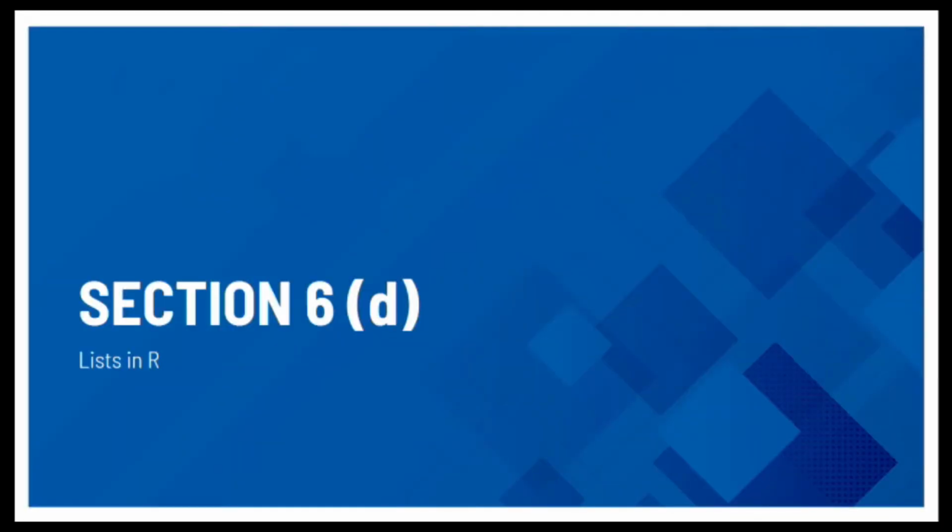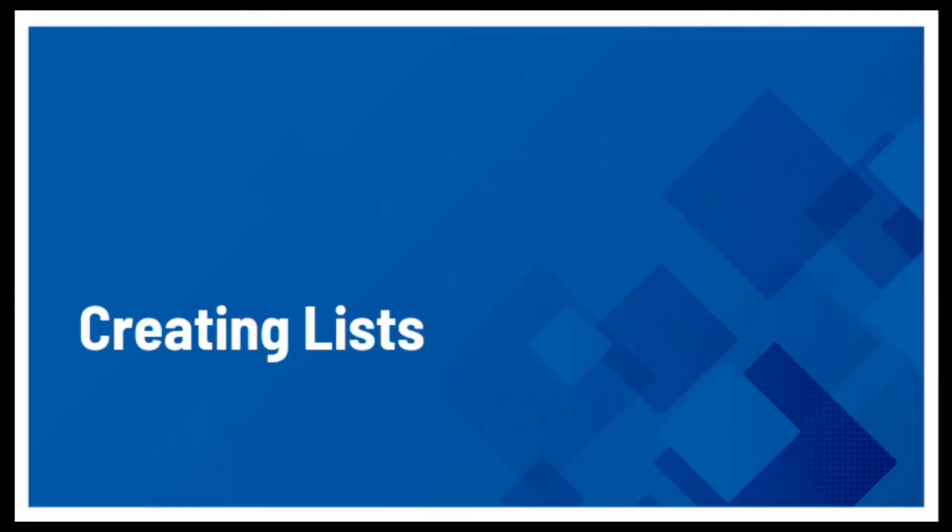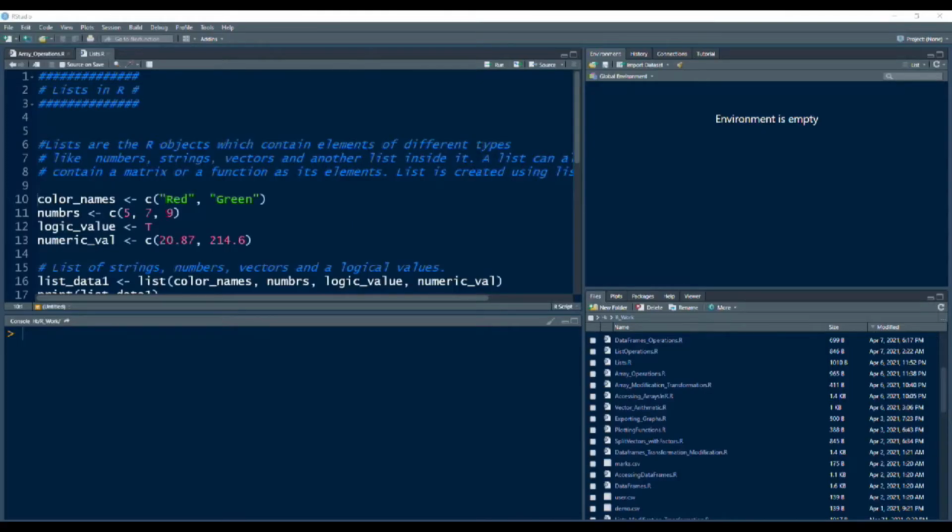Hello and welcome to this lab session. In this lesson, we will learn about creating lists in R. Lists are the R objects which contain elements of different types like numbers, strings, vectors, and another list inside it. A list can also contain a matrix or a function as its elements. List is created using list function.